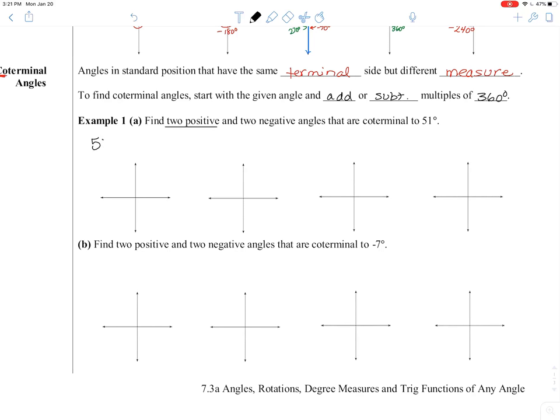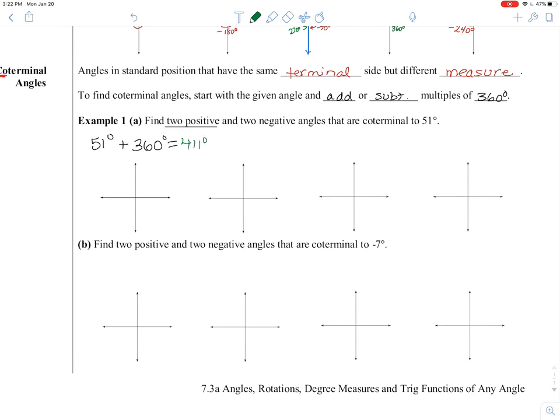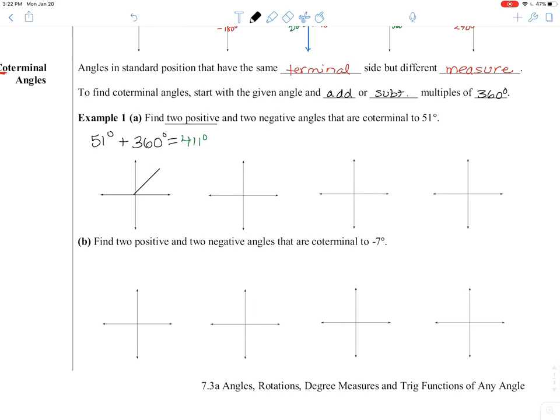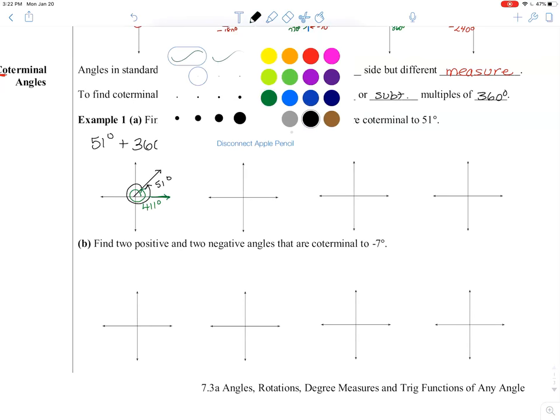We're going to go with the two positive first. If I start with 51 degrees and I want to find a coterminal measure, another angle that has the same terminating side, I could simply add one rotation of 360 degrees, and that would give me a 411 degree angle. So what does that look like? If I'm starting here at 51 degrees and I rotate around 360 degrees, that will bring me back to 51 degrees. And if I start here and rotate all the way around, that would be 411 degrees if I'm starting from standard position. So it looks like that.